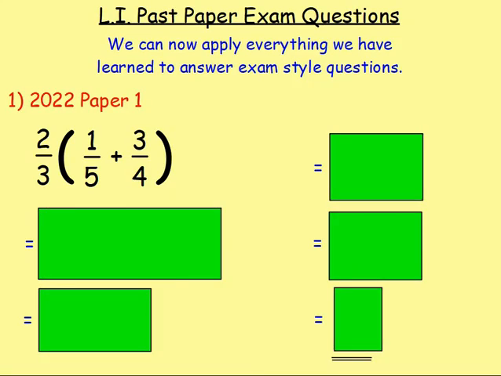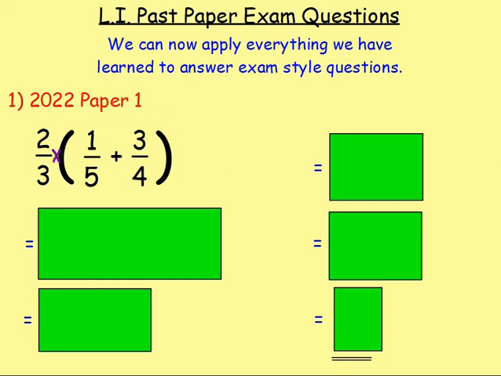So this question here is from the 2022 past paper, and it's in paper 1, which means it's non-calculator. We have 2/3 bracket 1/5 plus 3/4. Notice how we have something in brackets, and an addition, and we know from our algebra chapter that if we have something right beside the brackets, we're going to be multiplying the brackets by that. So it's really 2/3 times by this.